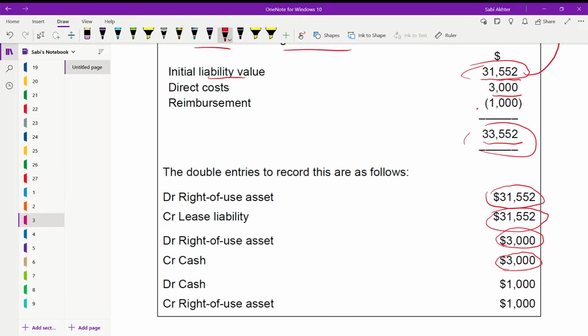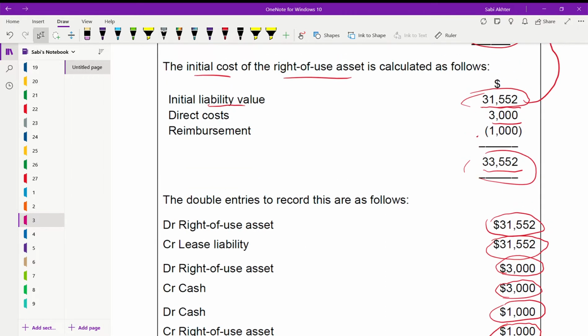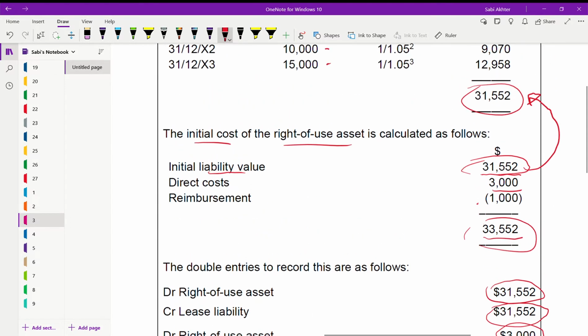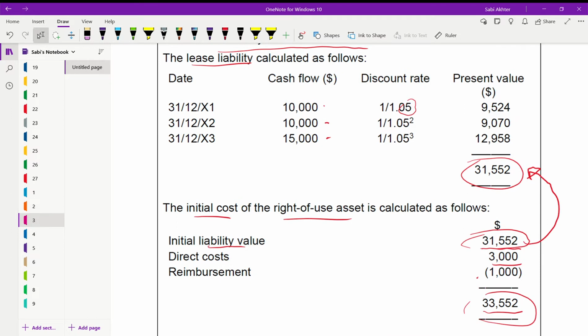Next, cash is debit and right of use asset needs to be credit, because from right of use asset you are deducting 1000 and cash is debited because the lessee is receiving that cash. Remember, lessor is reimbursing means lessee is recognizing. We always recognize right of use asset and lease liability from the lessee's point of view. So lessee is receiving cash if lessor is reimbursing that 1000. And here this 3000 is deducted because that is the direct cost from the lessee. So cash goes out.